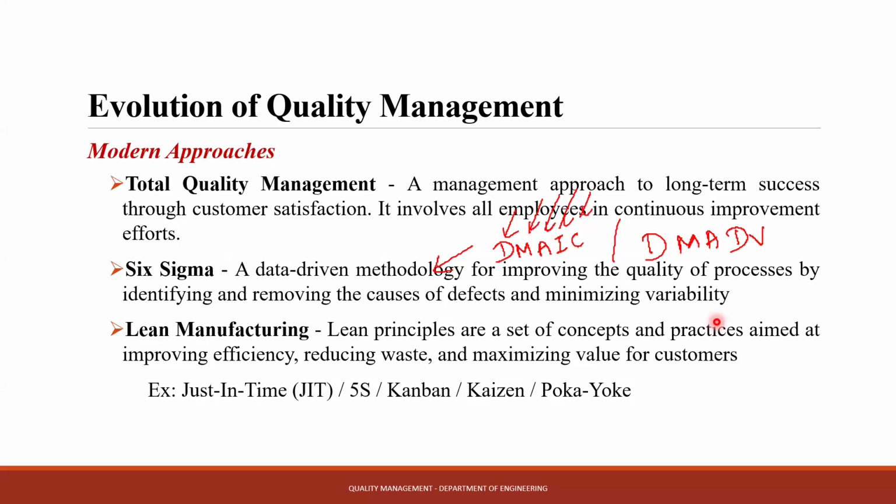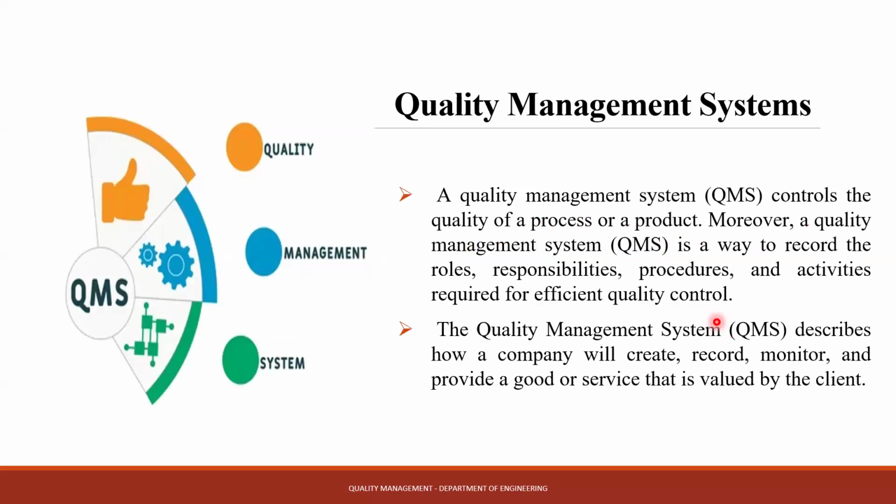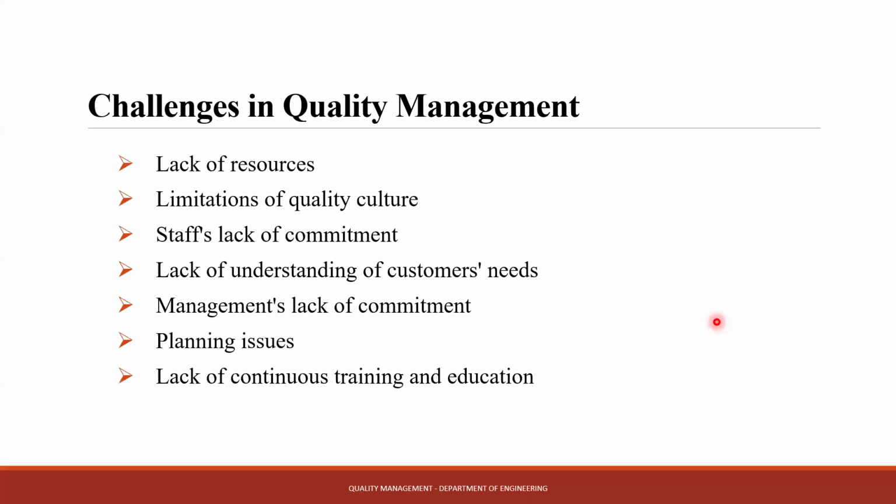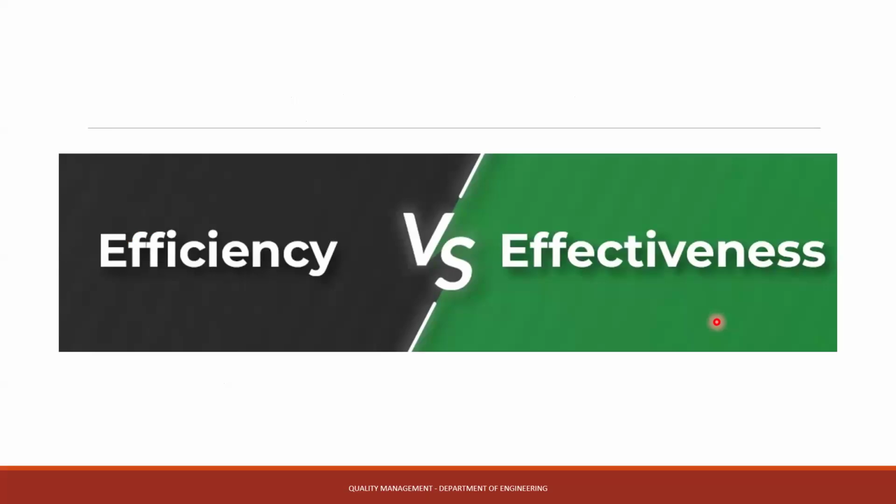I told you that under Six Sigma we have mainly two approaches: especially we talk about DMAIC, but other than that, we have DMADV approaches. And moving on to lean manufacturing, there are many more concepts, but here I have just pointed out a few, including just-in-time, 5S, Poka-yoke, and others. Then we talked about quality management systems and the consequences of poor quality. And finally, we discussed the challenges in quality management. So those are the things we discussed so far.